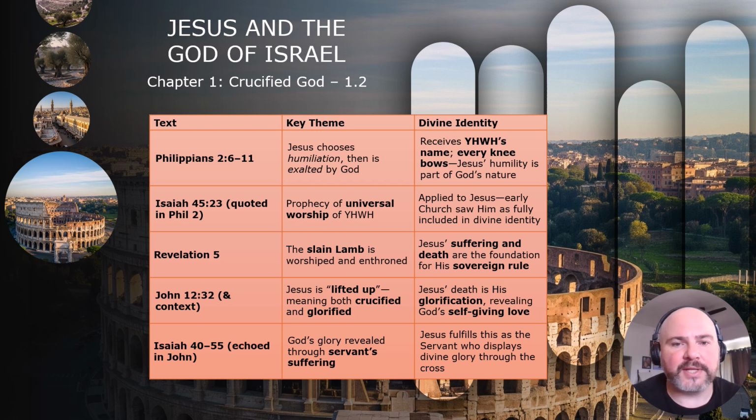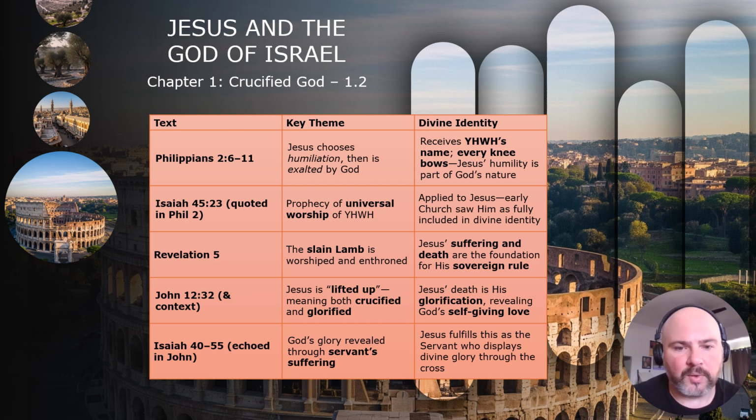Revelation 5 emphasizes how the Lamb who was slain is not only honored but enthroned. Jesus' death is not a contradiction to divine authority, it's the basis of it. The slain Lamb receives the same worship as God. John 12:32 and Isaiah 40 through 55. Lifted up in John means both being nailed to a cross and being glorified. Echoes Isaiah's suffering servant. Jesus reveals God through love, sacrifice, and suffering. The cross becomes the moment when God's glory is clearest.